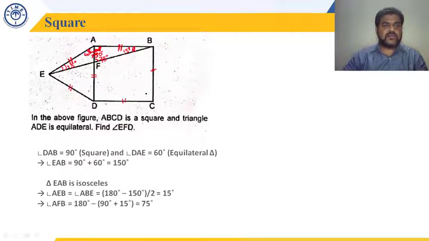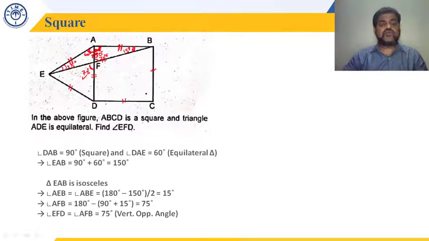So what will be this angle? This angle will also be 75 degrees. Why? Because these two are vertically opposite angles, isn't it? Because two straight lines intersect. So whenever two straight lines intersect, vertically opposite angles are equal. So they were asking angle EFD. So angle EFD is 75 degrees. Fine. I hope it is clear how to get angle EFD from the figure.